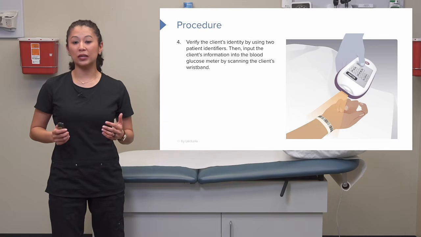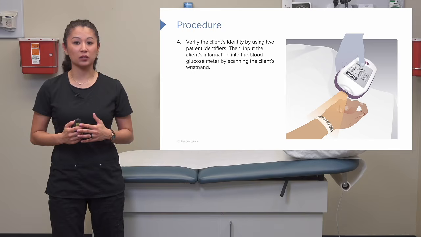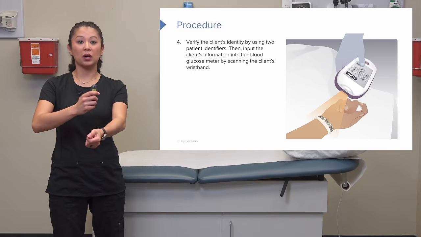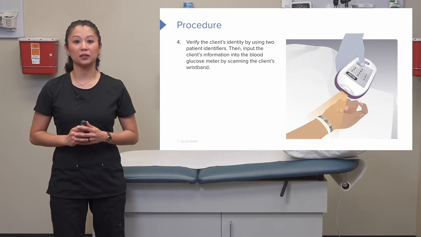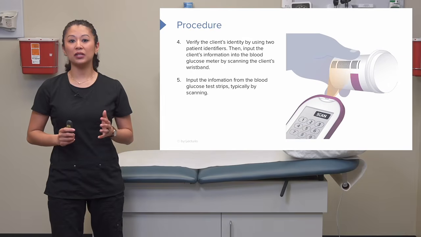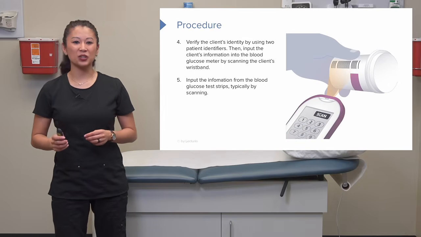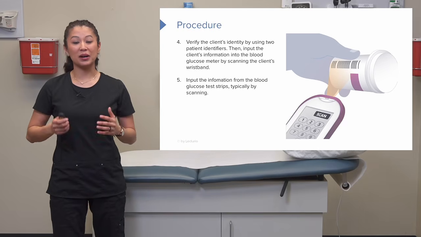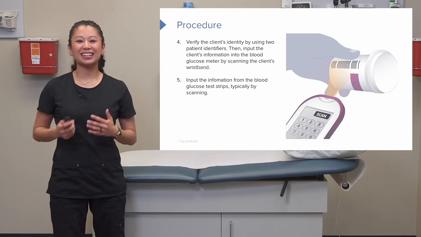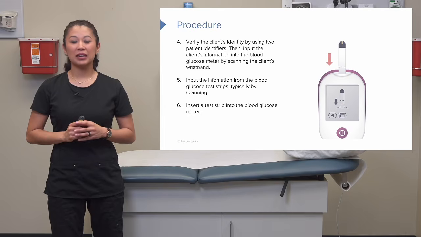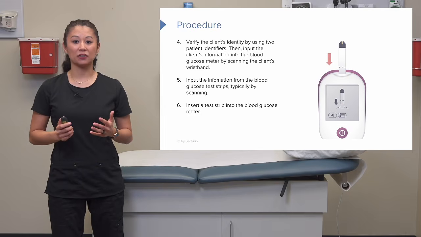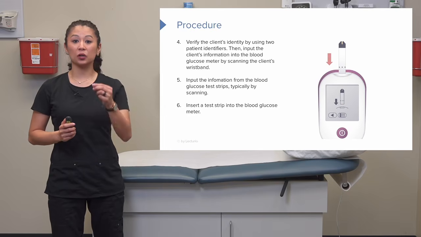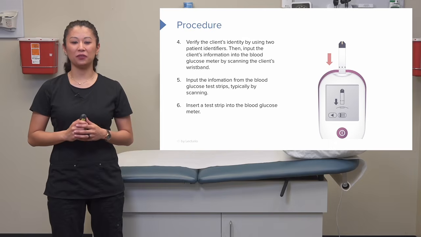Now typically we can do this, especially if we're in the hospital, by taking the glucose monitor and scanning the patient's bracelet. Then we're going to input the information from our test strips in the glucose monitor. So again, this is typically by taking our monitor and scanning the test strips. Now once your monitor has identified the strips, we can insert the strip into the monitor itself.